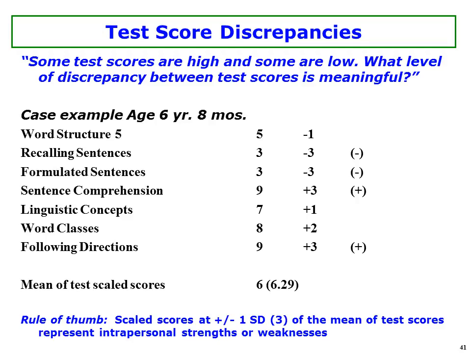Basically, there again, the rule of thumb is a scale score of 3 from the mean of the scale scores. And here you see the mean is 6, rounded down from 6.29. Basically anything that is +3 or -3. So recalling sentences, weakness, formulated sentences, weakness, sentence comprehension, strengths, following directions, strengths. But again, the rule is scale scores of 3 or more are significant.